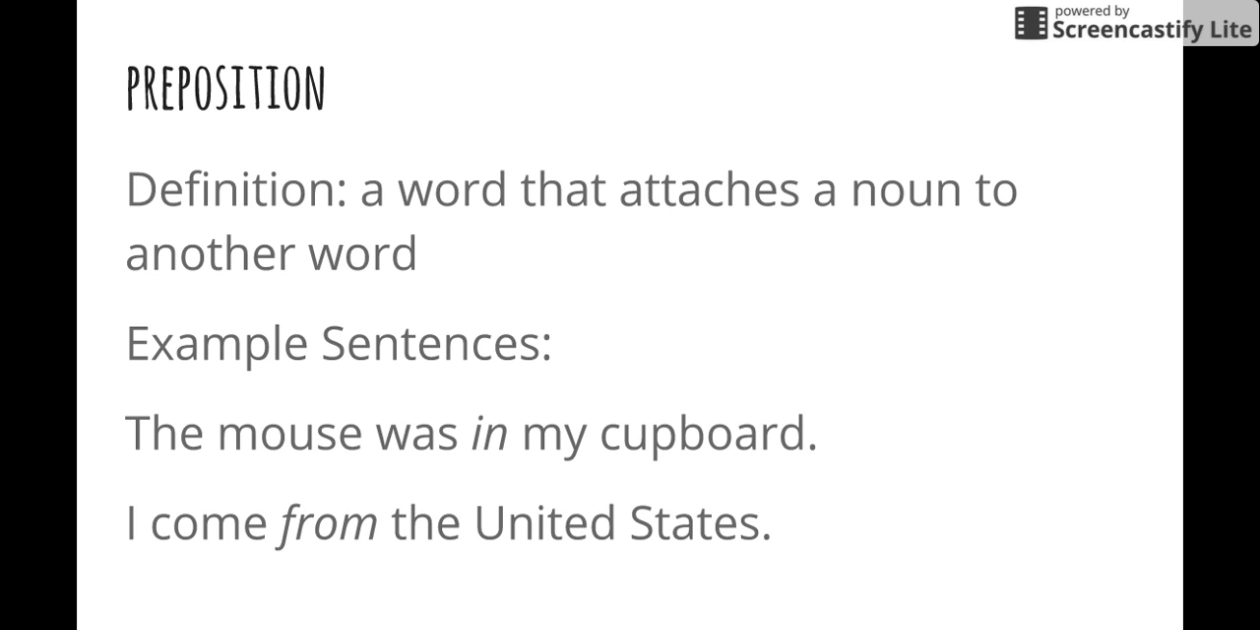A preposition is a word that attaches a noun to another word. And that's kind of a difficult definition to really grasp. So in this case, you really want to look at the example sentences of what a preposition is. So the first sentence is, the mouse was in my cupboard. Or I come from the United States. To is another preposition. I am going to the store.